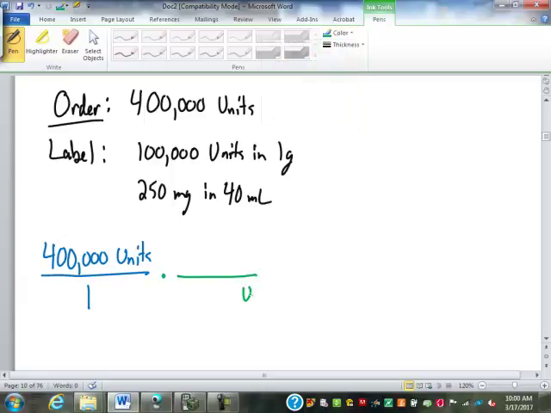Cancel out units. So units will go on bottom. What's going to go on top? What's the label that's going to be on top? 1 gram. So 1 gram and 100,000 units. So the units will cancel. And I'd just go ahead and cancel the zeros here. There's 5 zeros here, 5 zeros here. Just so I'll make them go away.